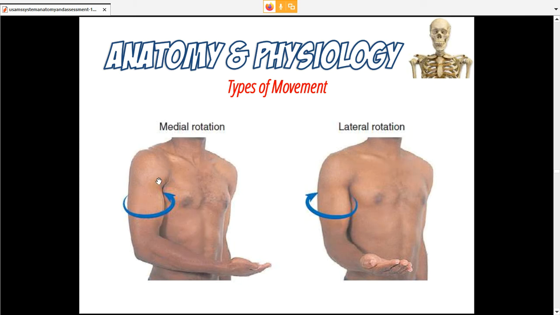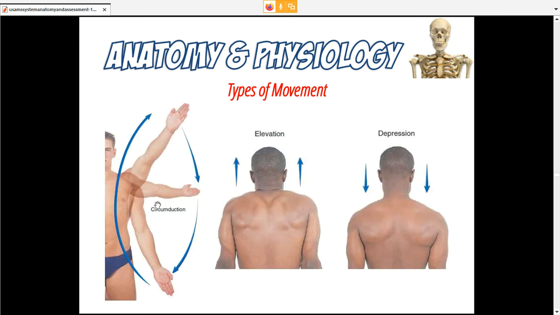Then coming to the limb, medial rotation. What do you mean by medial rotation? Moving the upper limb towards the midline is called medial rotation. Away from the midline is called lateral rotation. Then circumduction, rotatory movements. When you look at bowling in cricket, you will see the rotation of the shoulder joint. That movement is called circumduction, a rotatory movement.